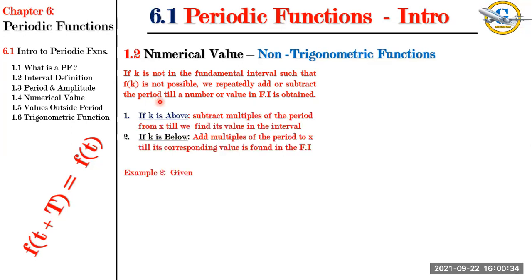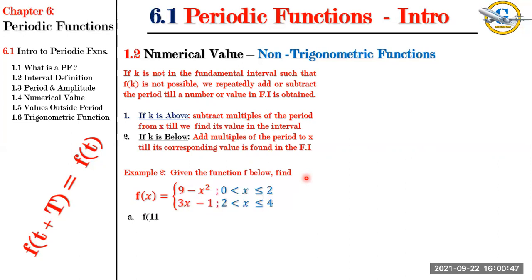For example, given the function f below, we have f of x equals 9 minus x squared. It's the same function we had before. Find f of 11, find f of minus 15, find f of 8 and f of minus 12. So this brings us to what we have been discussing. For f of 11, when you look at the values of x here, it ranges from x equals 0 to 4, and there is nothing like 11. So how do I find f of 11?